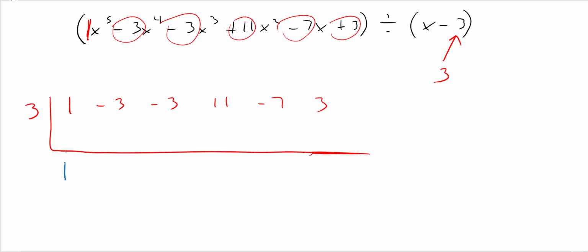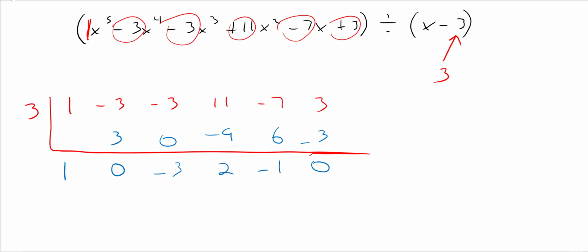I bring the 1 down. 3 times 1 is 3. Add these together, I get 0. 3 times 0 is 0. So negative 3 plus 0 is negative 3. 3 times negative 3 is negative 9. 11 minus 9 is 2. 3 times 2 is 6. Negative 7 plus 6 is negative 1. And 3 times negative 1 is negative 3. And that gives you 0.